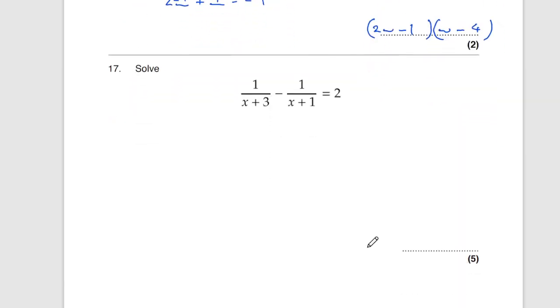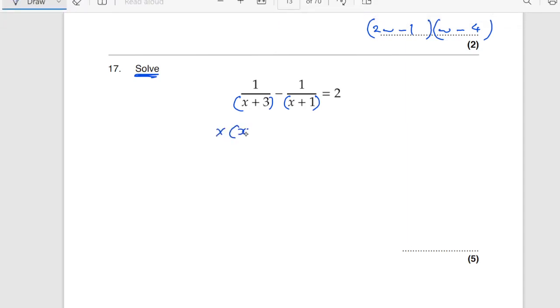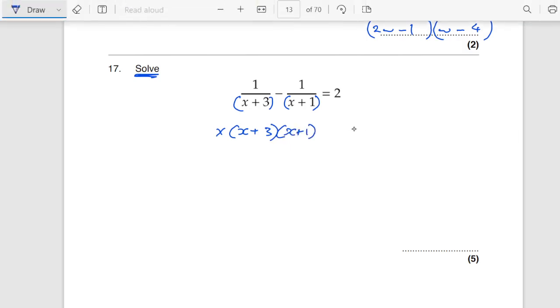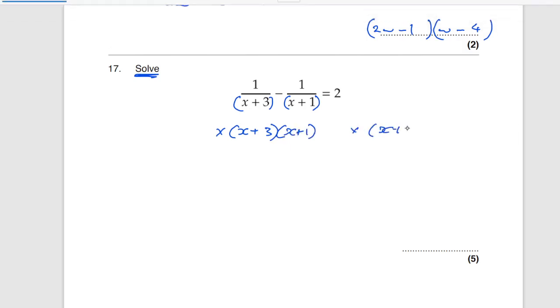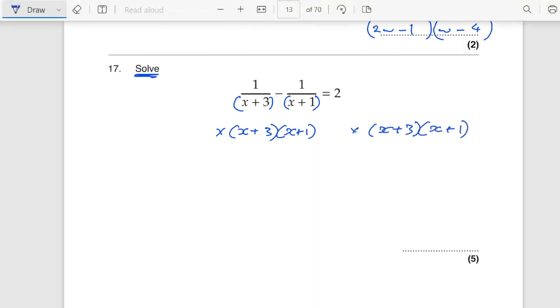Okay, and question 17 then. So solve. This is not a difficult one. If I want to do this, I would times through by the 2 fractions, this and this. The reason being that will cancel all of my fractions in the question straight away. So if I times through by x plus 3 times by x plus 1 on both sides of the equation, that will automatically cancel out all of the fractions within that question.